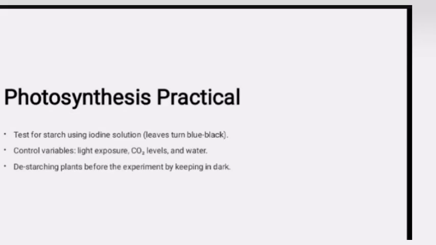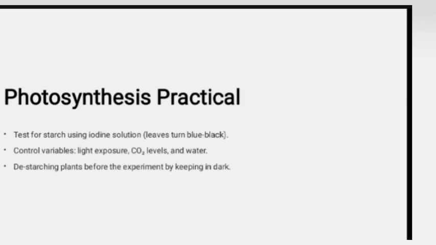So let me summarize this again. These are the little things you need. You need a Bunsen burner, you need a beaker, you need an iodine solution, you need an ethanol solution, and then you need a plant. Number one, discharge your plant. Keep it in a dark environment for 24 to 48 hours. Number two, expose the plant to sunlight.